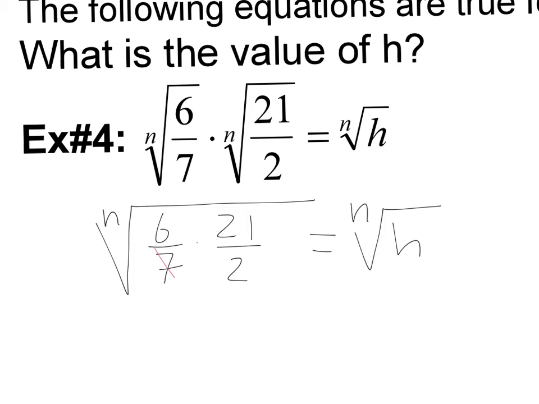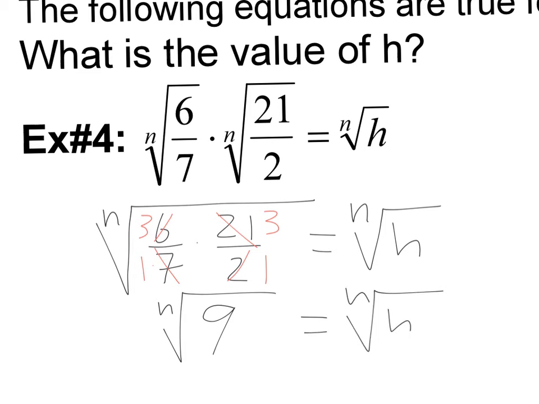Well, now I see I could take a 7 out of 7 and 21. There's 3 7s in there, and there's just 1 there. I could take a 2 out of 6, giving me a 3 and a 1. So, this simplifies rather nicely. 3 times 3 divided by 1 times 1, that's just 9.